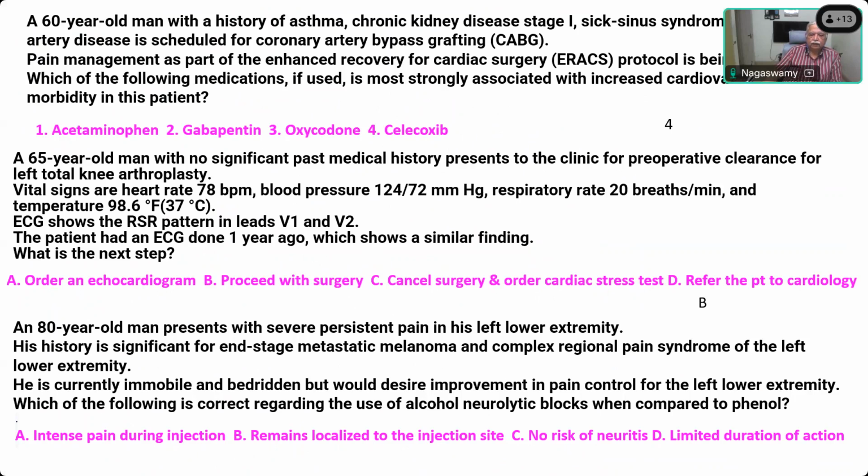Which of the following is correct? Intense pain. Very good. So the answer is intense pain during injection is the drawback with alcohol neurolytic blocks. Okay, good.